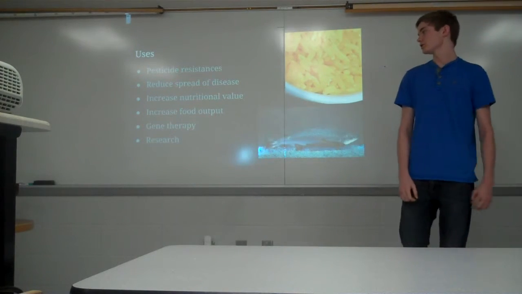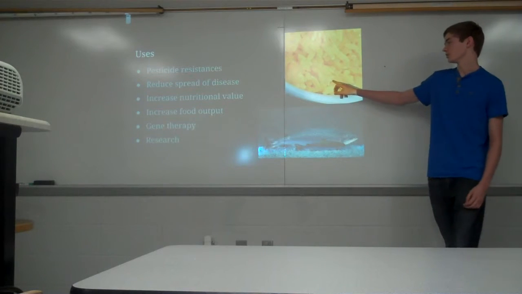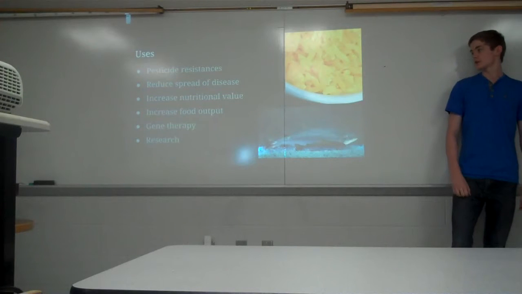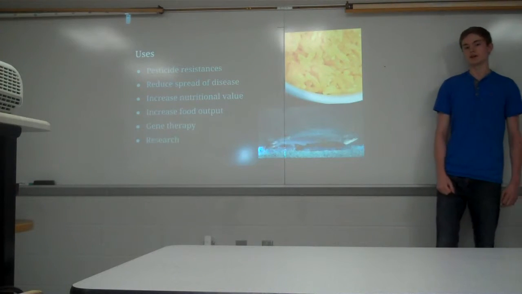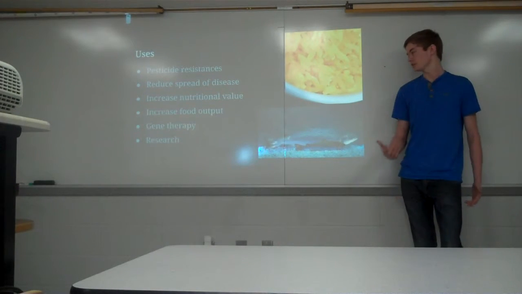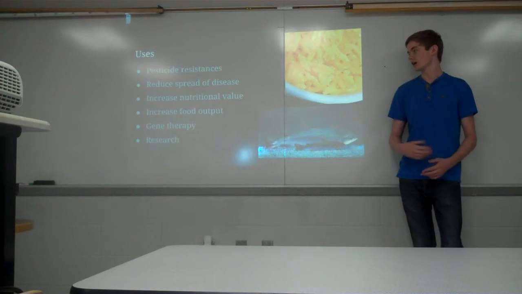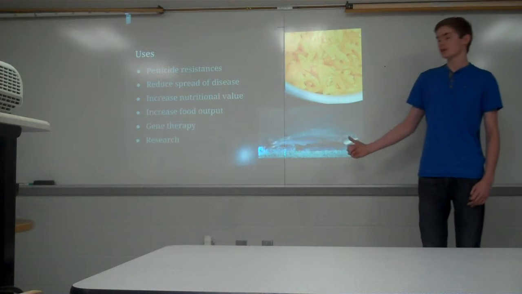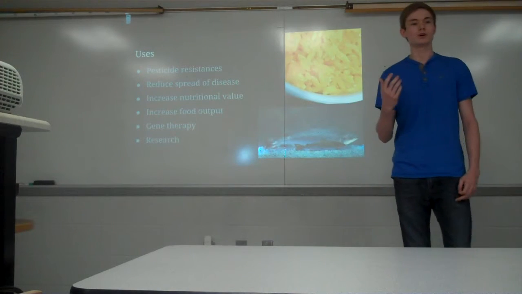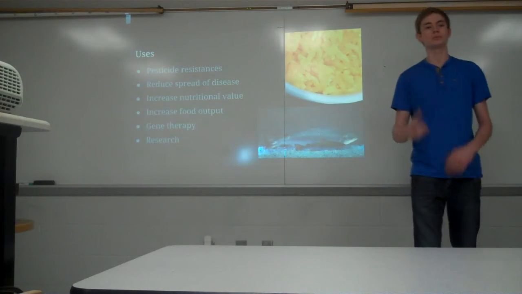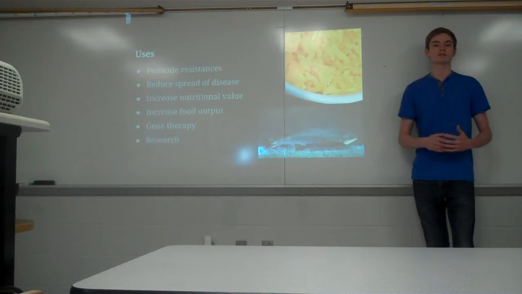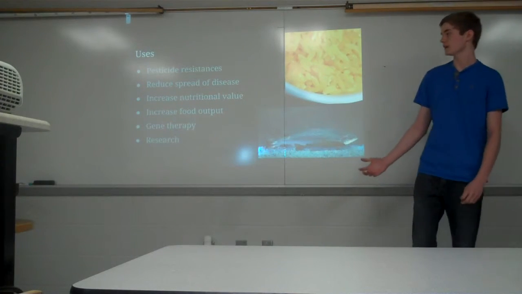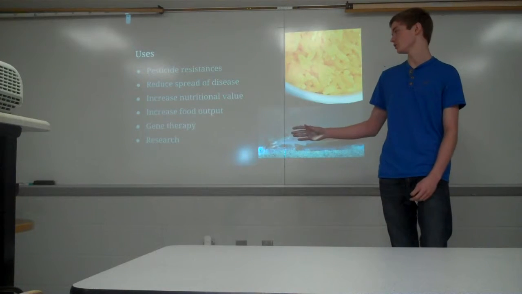And it is used to increase nutritional value, which is the golden rice. Since a lot of developing countries grow rice as a food source and as an economic source of money, they have a lot of nutritional deficiencies. So golden rice has a higher level of vitamin A, which will help reduce those nutritional deficiencies. And it also can be used to increase food output.